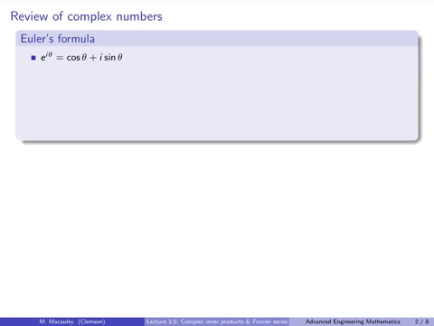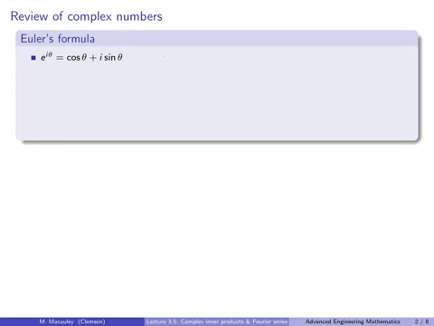So the most important result is called Euler's formula, which says that e to the i theta is equal to cosine of theta plus i sine of theta. If you haven't seen this before, this seems like a minor miracle, and I'll draw some pictures shortly, but first let me show you a few consequences from this.